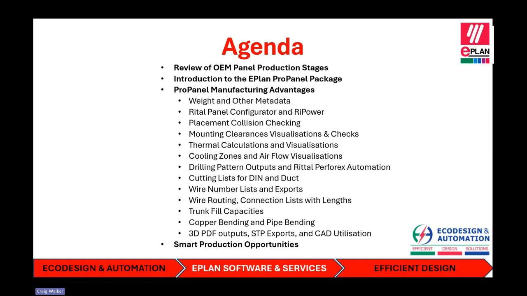wire routing and connection lists with lengths for wire production, trunking fill capabilities and capacities, and copper bending and pipe bending. And finally, some of the other outputs, including 3D PDF outputs, STP exports, and CAD utilization. And then I'll cover roughly the smart production opportunities that can be gained from ProPanel as well.